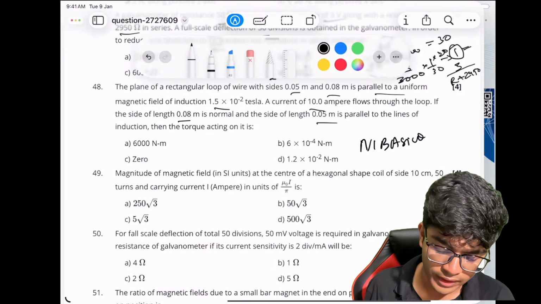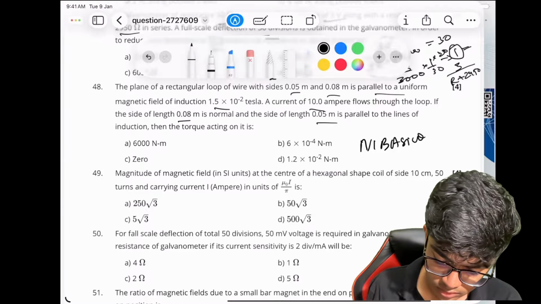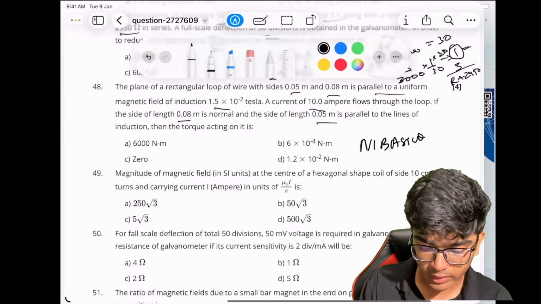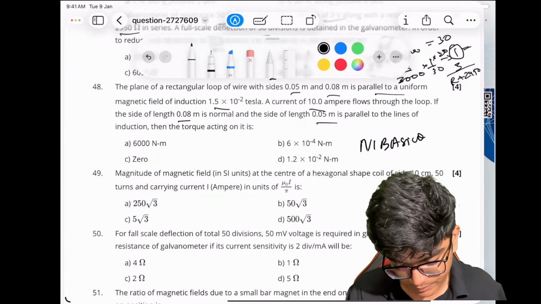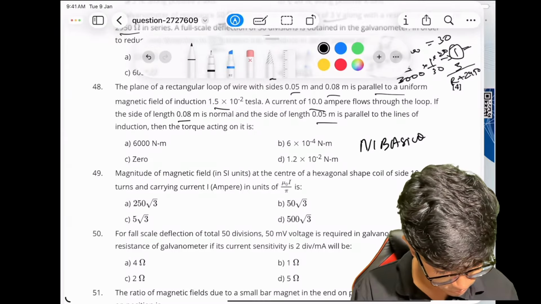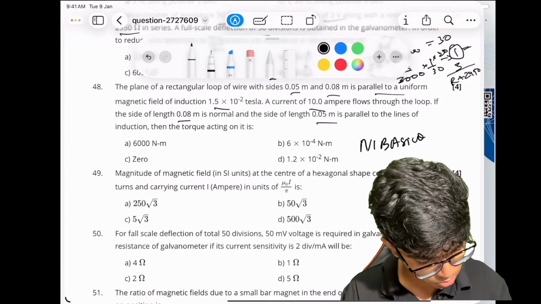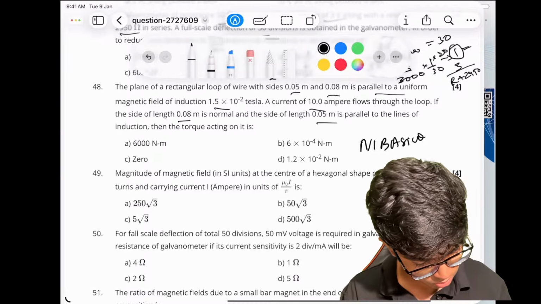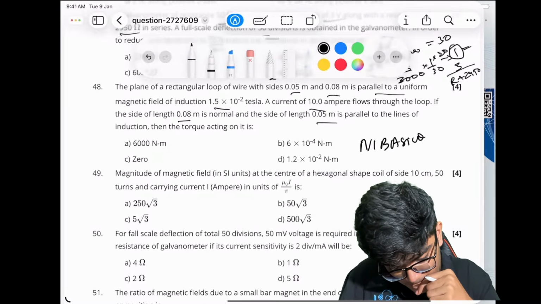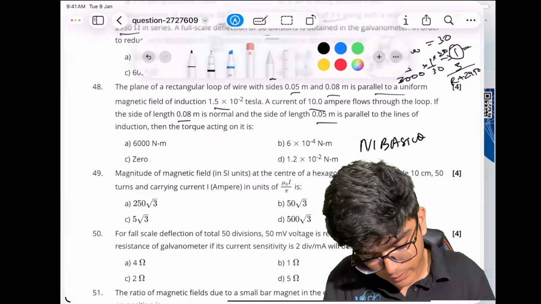Magnitude of magnetic field at center of hexagonal shape coil of side 10 cm, 50 turns and carrying current. Okay, mu naught I by n I by pi, that's all. Hexagonal shaped coil is not even hexagon, I'm sorry. Hexagonal shape.